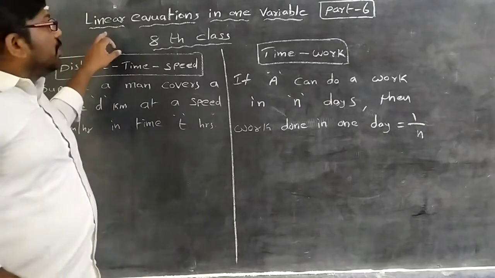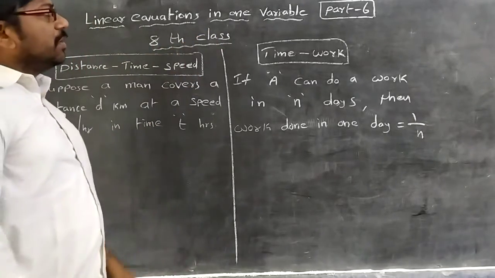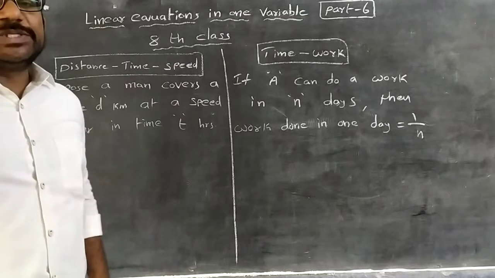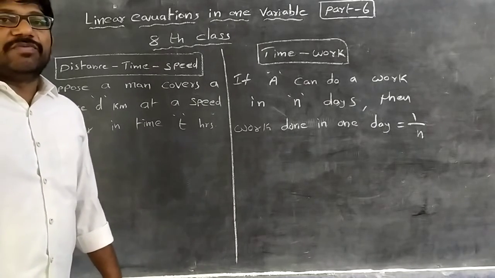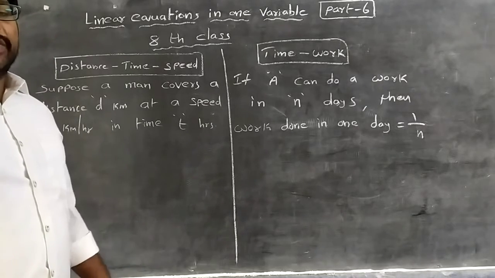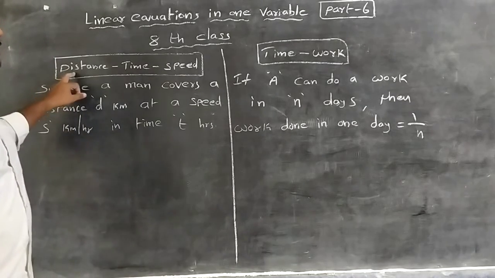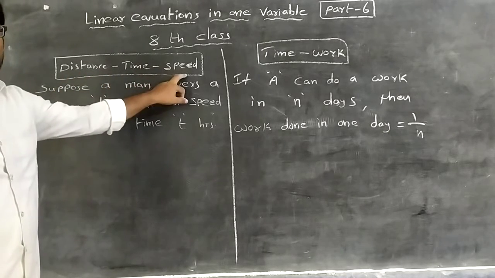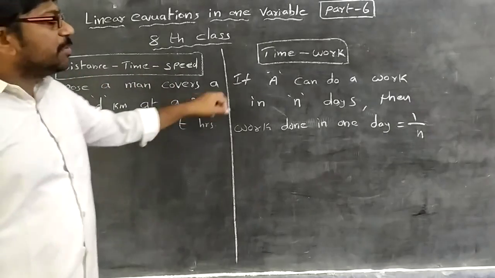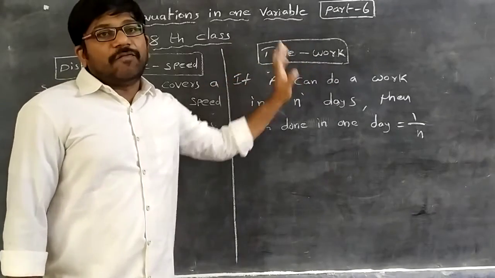Today's topic is linear equations in one variable, part 6. In this part we discuss two concepts. These two are very important in future for competitive exams. The first concept is the relation between distance, time, and speed, and the second concept is time and work.